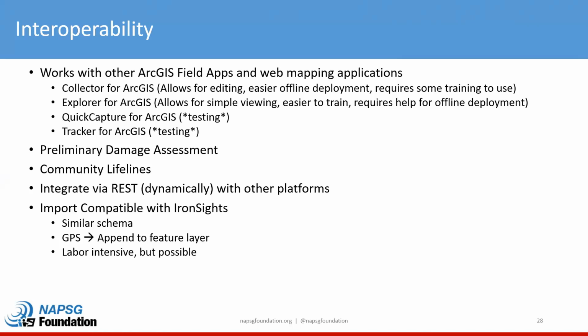And then interoperability. Survey123 works with other ArcGIS field apps and web mapping applications. So you can create a web map using the data you're collecting in Survey123 and see it directly in either Collector or Explorer. And if you're unfamiliar, Collector is a map-based app that allows for editing and easy offline deployment. And you can download pre-designated areas for offline use on the fly. But it does take a little bit of training to take full advantage of its capabilities.